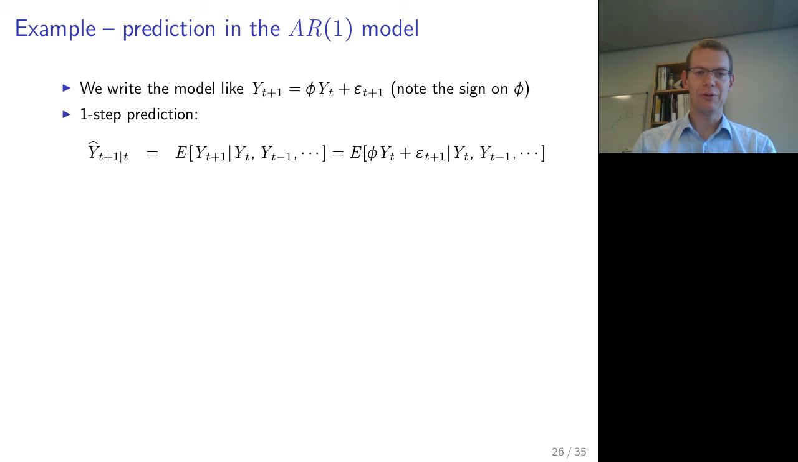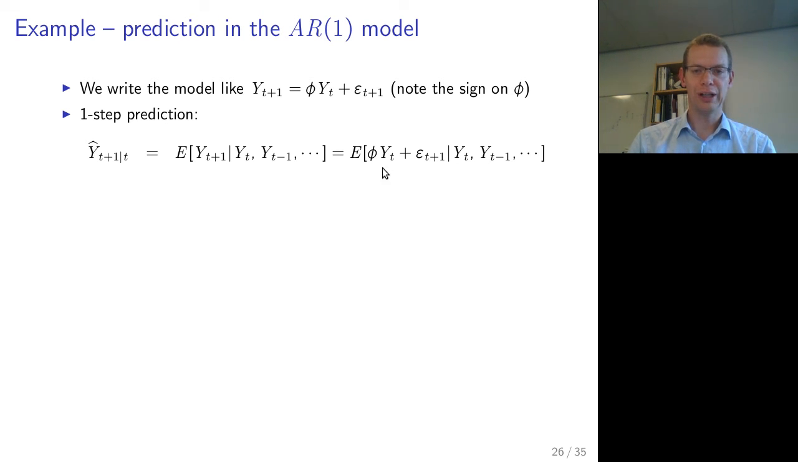To make an example of the prediction, if we take the AR1 model, we can write it in this form, and you should note the sign on phi. Sometimes phi will have a positive sign on the right hand side and sometimes on the left hand side. I will try to stress that a little bit here and there. So the one-step prediction, y hat_{t+1|t}, is the expectation of y_{t+1} given all the previous y's.